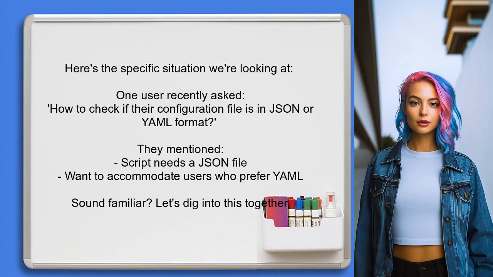Here's the specific situation we're looking at. One user recently asked how to check if their configuration file is in JSON or YAML format. They mentioned that their script needs a JSON file, but they want to accommodate users who prefer YAML. Sound familiar? Let's dig into this together.